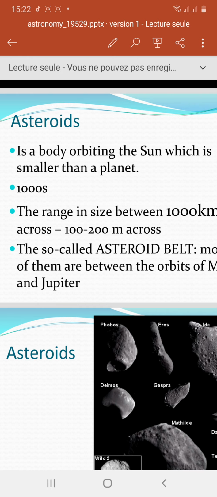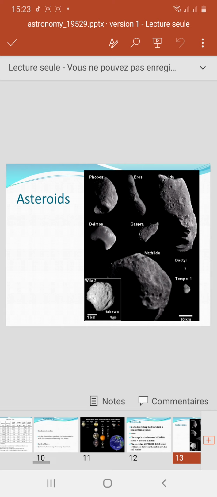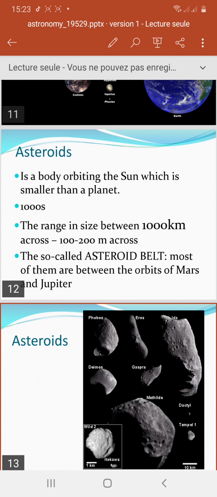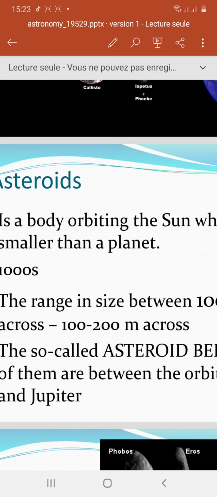The range of sizes, meaning their size varies between 1000 kilometers across and 100 to 200 meters across. The so-called asteroid belts, which are called the asteroid belt. Most of them are between the orbits of Mars and Jupiter. I told you here, between Mars and Jupiter, right?